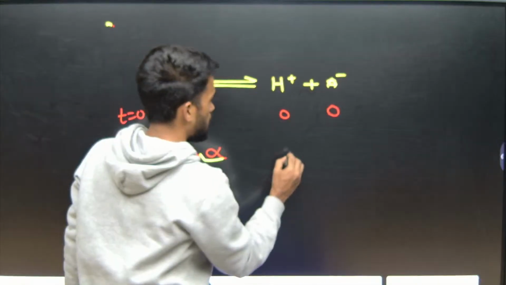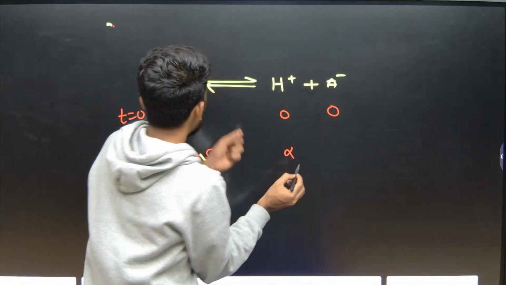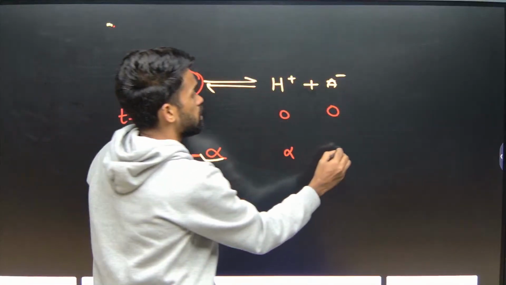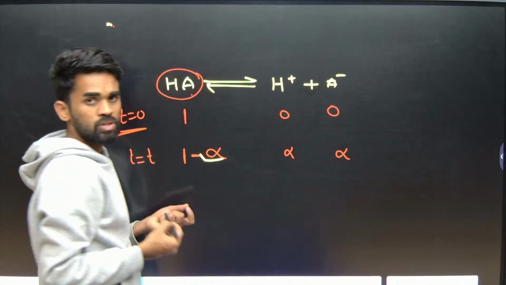Okay, so here also you can write alpha, because the amount dissociated here is what forms this H plus and this A minus. Okay, hope this is clear right now.